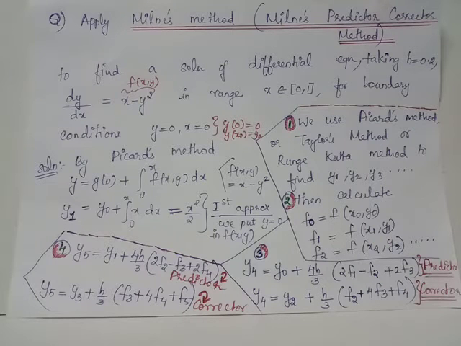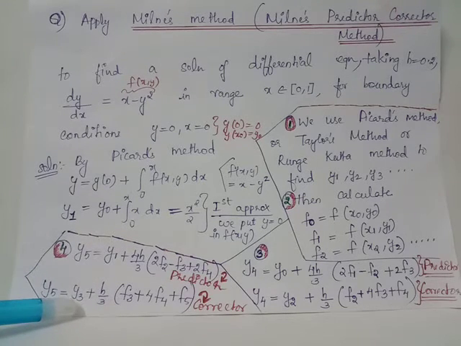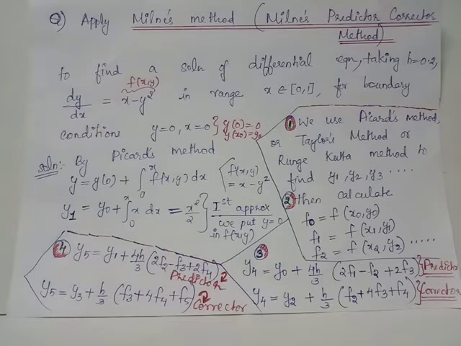Similarly, we have predictor formula and corrector formula for y5. We have y5 equals y1 plus 4h by 3, 2f2 minus f3 plus 2f4 and y5 equals y3 plus h by 3 times f3 plus 4f4 plus f5. This is known as the predictor formula for y5 and this is known as the corrector formula for y5. Notice that predictor corrector formula for y5 is obtainable from predictor corrector formula for y4 by just incrementing the suffixes of predictor corrector formulas of y4 by 1.